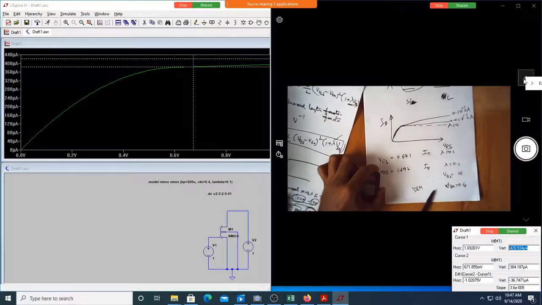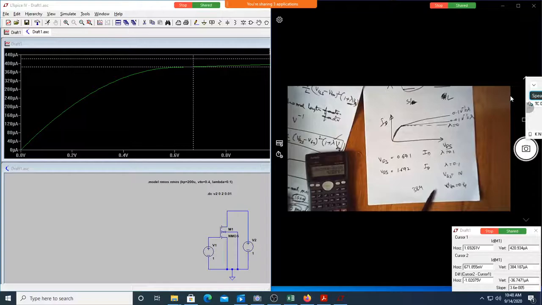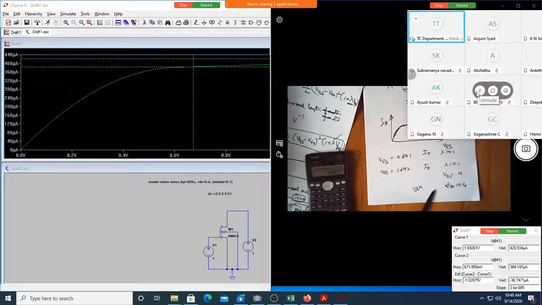Okay, let me ask one of your friends to show the values. So it is 3.84 micro, sir. Come again. 38.4 micro. Which one? Second one, sir, for VDS 1.692. Just calculate, lambda is equal to 0.1. It's not 0.01, it is 0.1. Okay, sir. What did you substitute? 0.1, sir. Just do it again, redo it again.